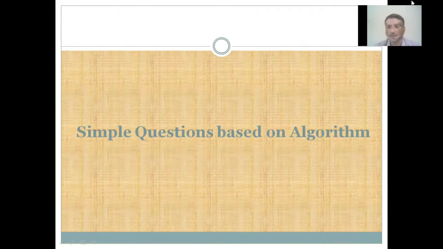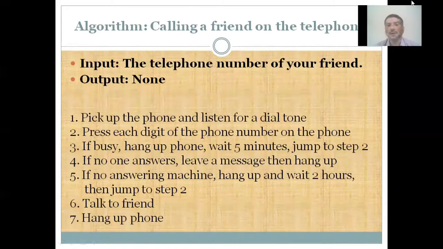A few questions where you need to find the algorithm. Let's take calling a phone on a telephone. This telephone is the old landline, not the smartphones and feature phones you are currently used to. Every algorithm has some input and some output. Here the input is the telephone number of your friend. You should know your friend's number before you call.